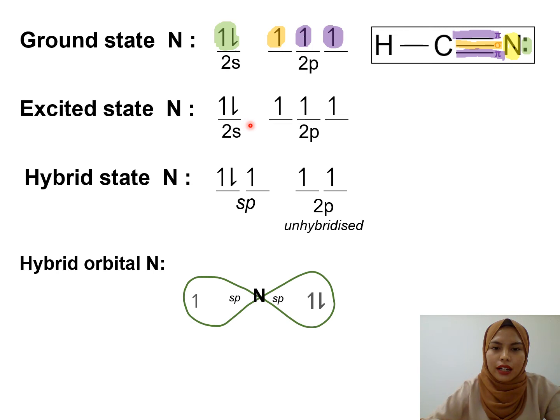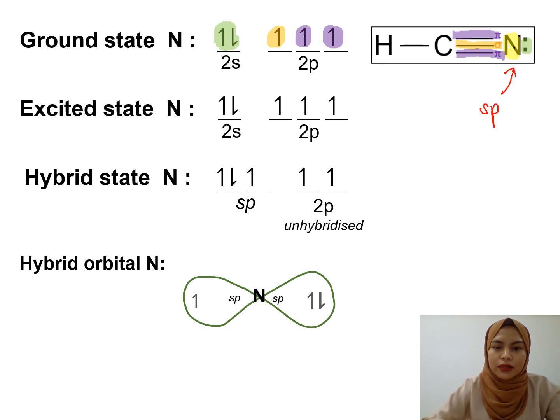Okay, lastly for the hybrid state. Since we have decided the nitrogen atom has 2 electron pairs around it, therefore this nitrogen will have sp type of hybridization. Kalau sp type of hybridization bermaksud satu orbital dekat 2s ni akan bergabung dengan satu orbital dekat 2p.